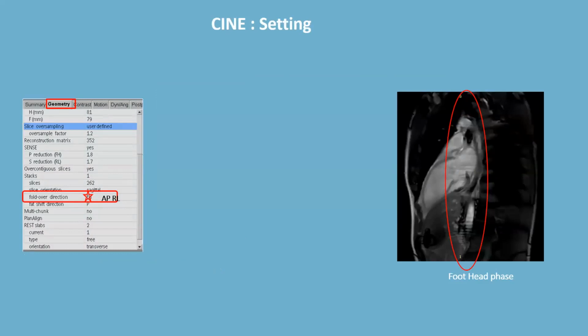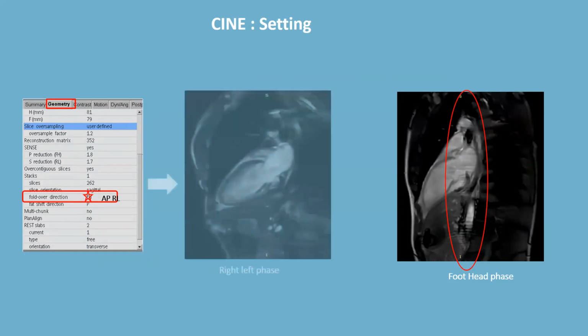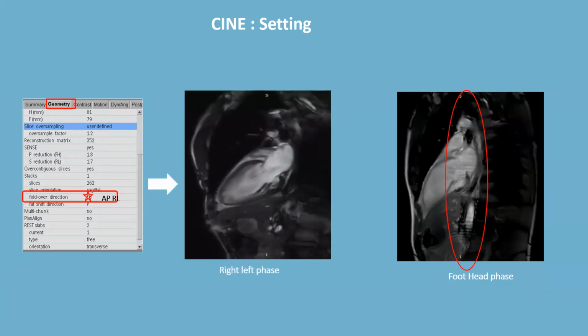Just in the setting, the user must check the phase and the fold over direction. We always make it right-left or anterior-posterior direction. Never use foot-head phase direction. We can get some motion artifact when we put foot-head phase. Here, an image of the right-left phase. You see the two chamber, it's very clear and very distinguished from the left ventricle and the left atrium.